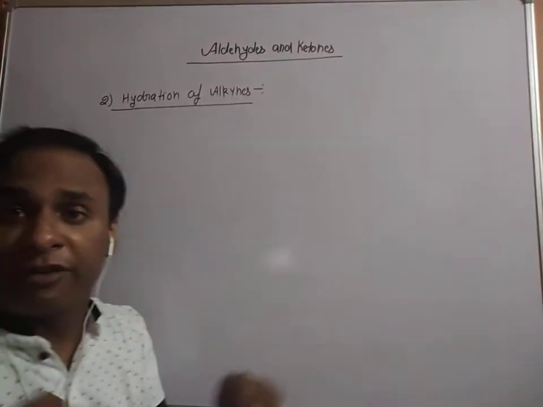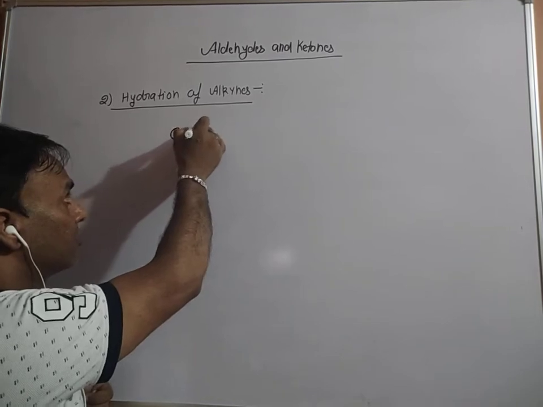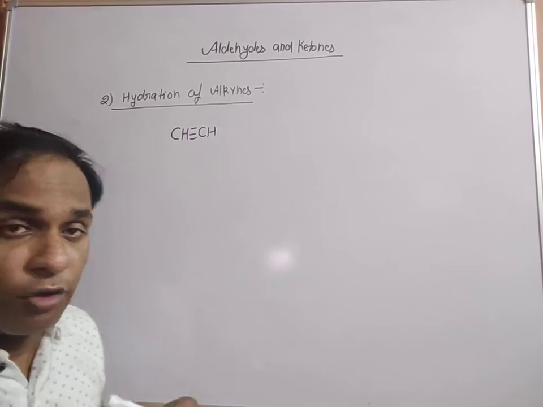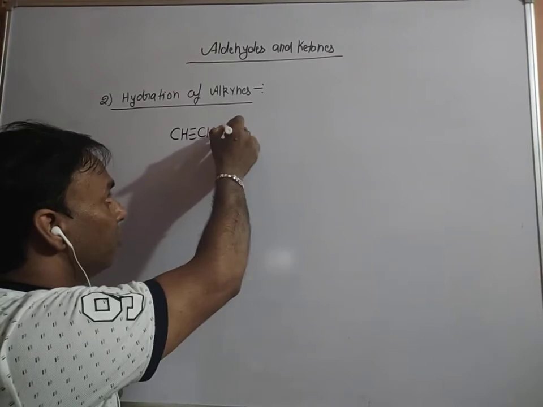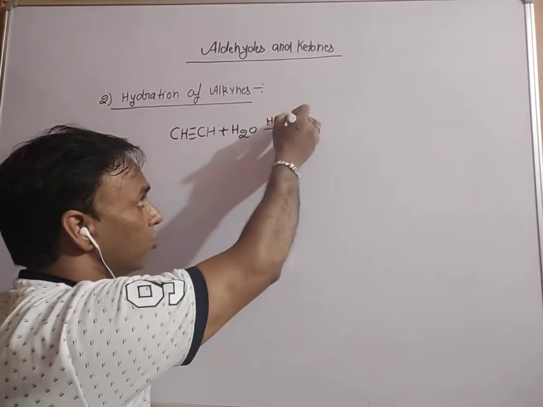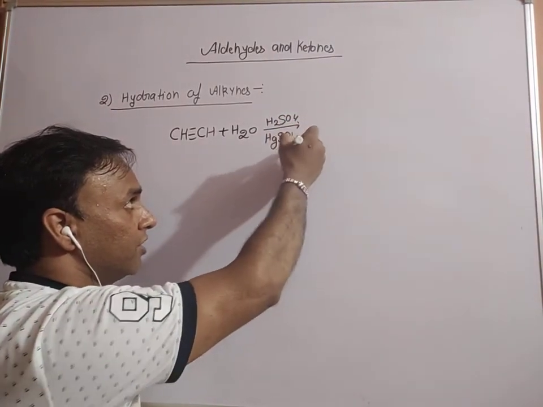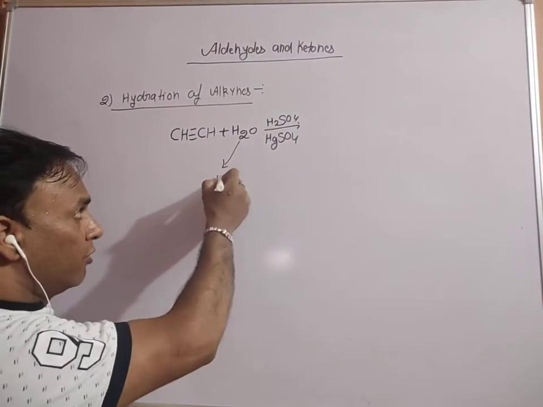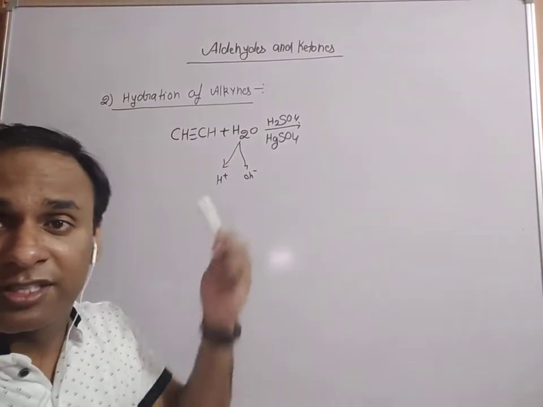Listen, for example, when we talk about ethyne, ethyne means CH triple bond CH. It is an unsaturated hydrocarbon. Clear? Whenever the unsaturated hydrocarbon is hydrated, hydration meaning reaction with water, the reaction takes place in the presence of H2SO4 and HgSO4. Clear? Water gets ionized in the form of H plus and OH minus. Clear?